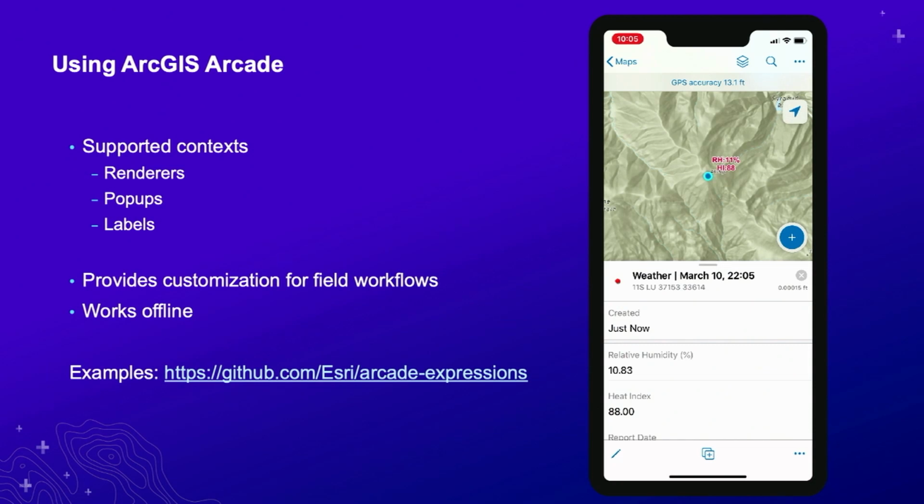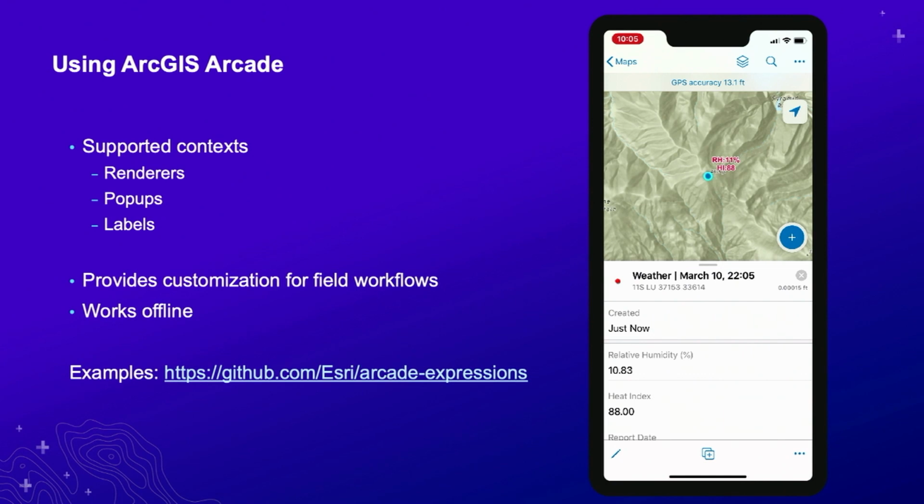And if we scroll up, and I'll just pause the video here for a second, you'll see that on the map we have labels that give you a relative humidity of 11%, as well as a heat index of 88%. And again, these can also be made visible in the form itself.